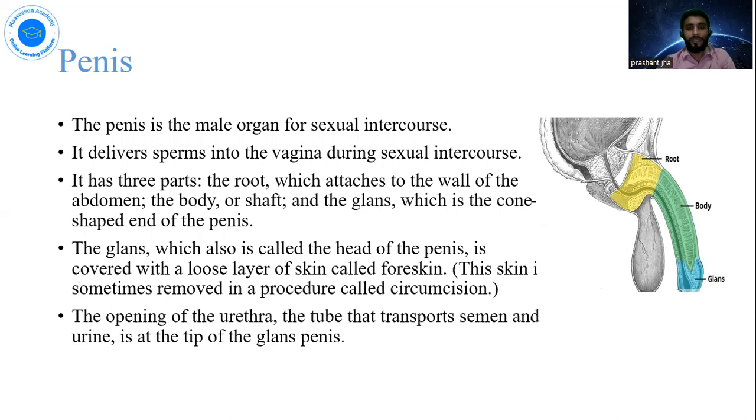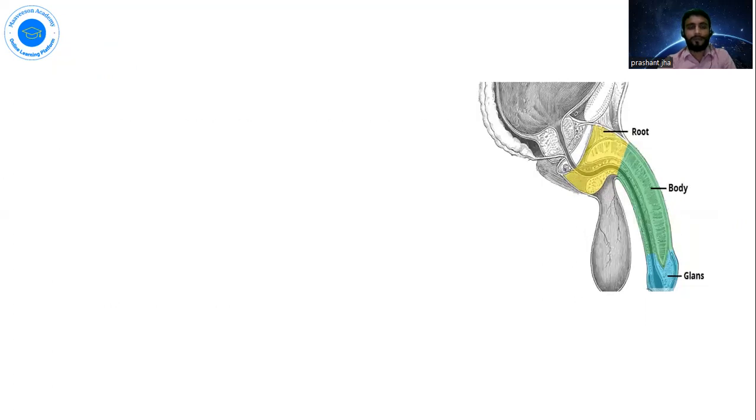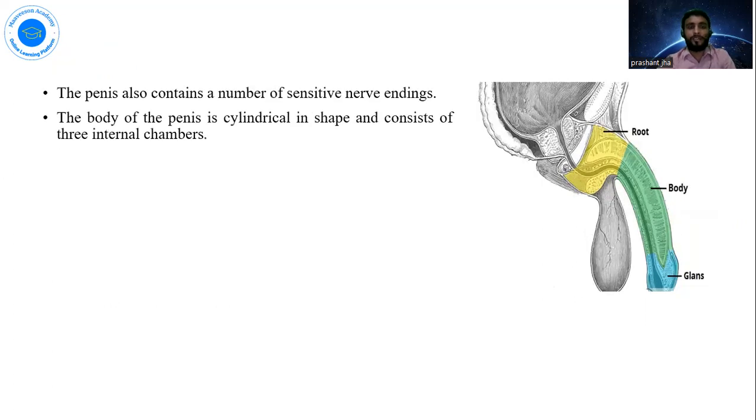The opening of the urethra, the tube that transports the semen and urine, is at the tip of the glans penis. It also contains a number of sensitive nerve endings. The body of the penis is cylindrical in shape and consists of three internal chambers.